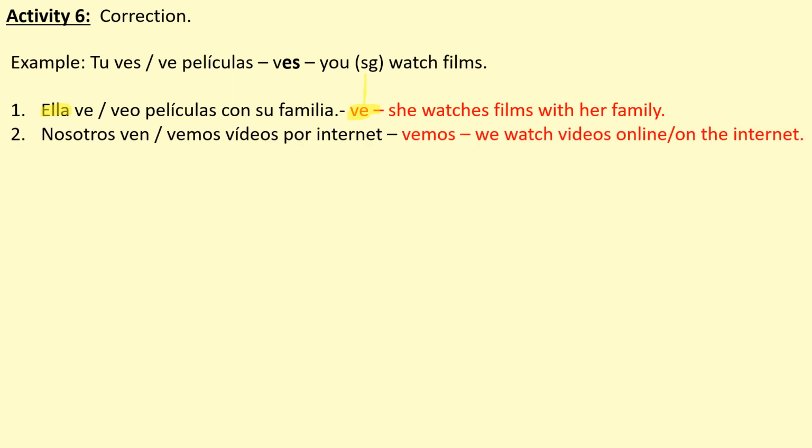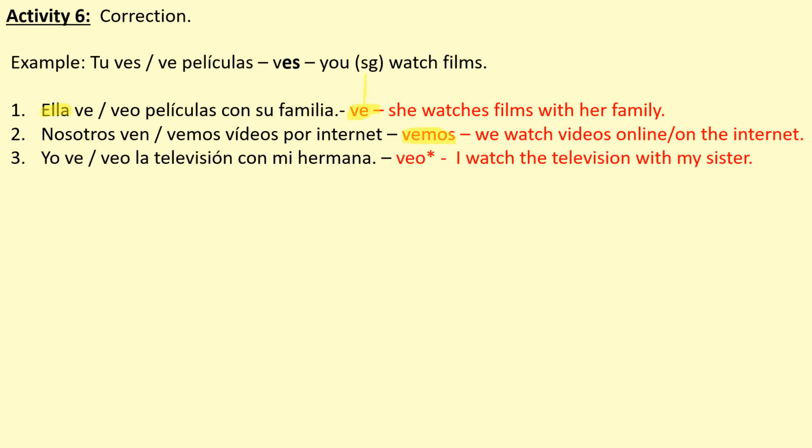Next one, nosotros vemos. Here we wanted the first person plural to say we, so it should have ended in emos. We watch videos online, or you may have written on the internet. Either would be fine. 3. Yo veo, I watch the television with my sister.